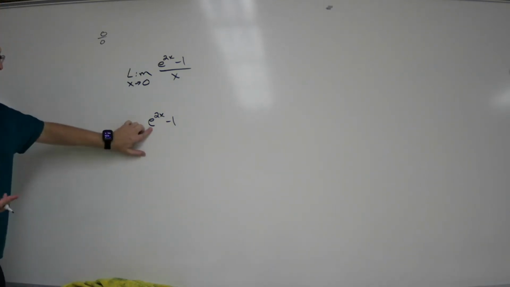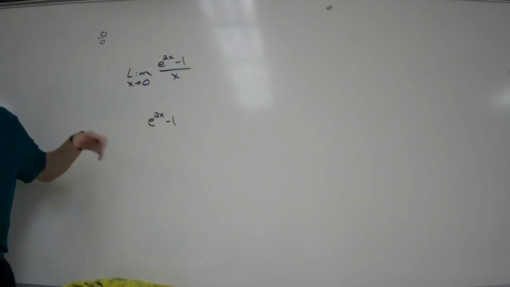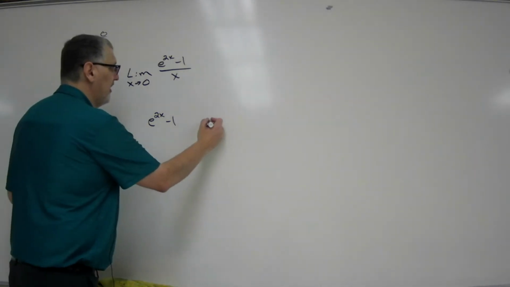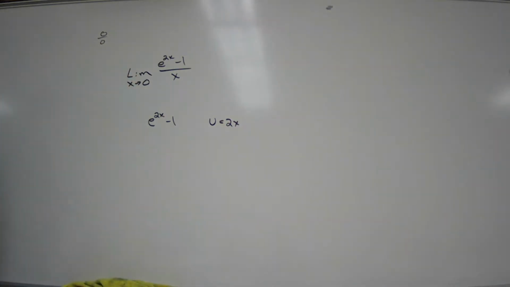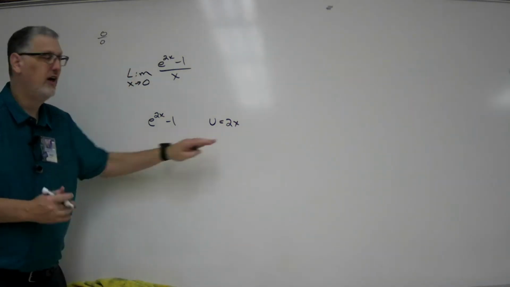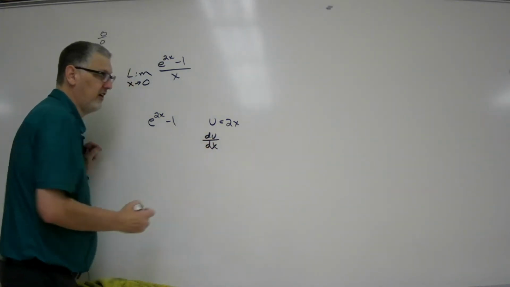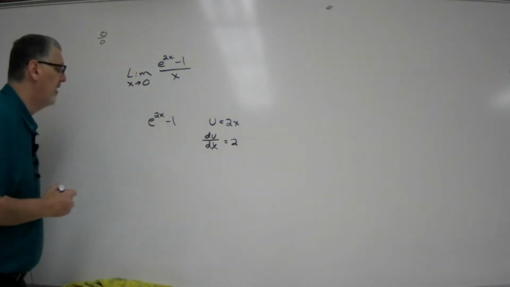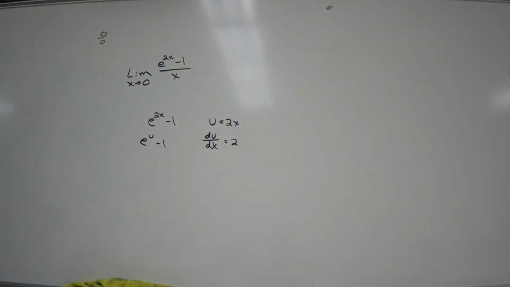So I see this as a composite function. I have e to the x, and I have 2x. So there's two functions there. They're composites. So I'm going to do U-Substitution. I'm going to say u equals 2x. And I'm going to take the derivative of u with respect to x, du/dx, which equals 2. And this leaves me e to the u minus 1. Now I'm going to take the derivative of e to the u minus 1.